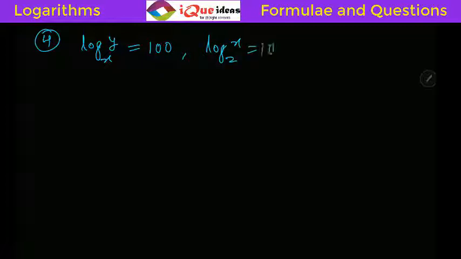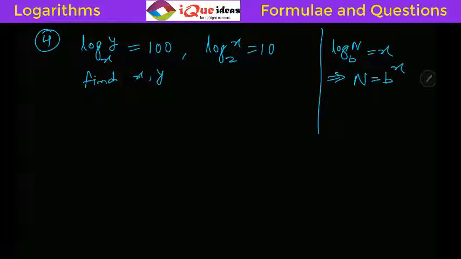Now the fourth one, this again is a tricky one. It says log y to the base x, that is equal to 100, and log x to the base 2, that is equal to 10. We have to find x and y. Find x and y. We still use the same rule wherein we said that the log of n to the base b, if it is equal to x, it implies that n is equal to b to the power x. So from this one, that is log x to the base 2, this is equal to 10. From this you get x is equal to this 2 raised to the power 10.